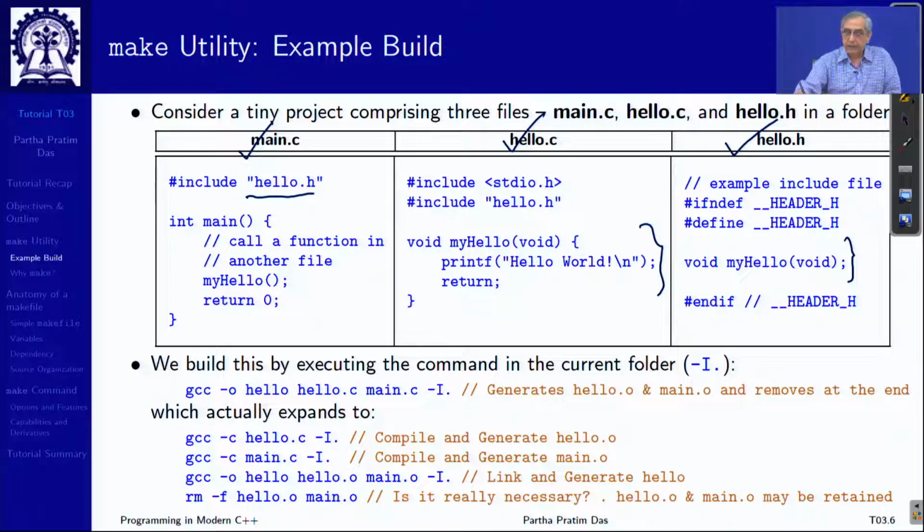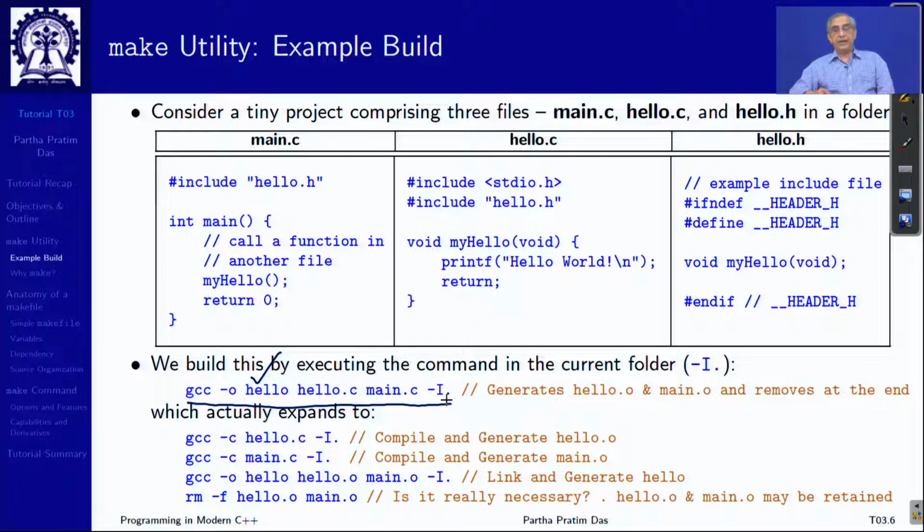And as you have learnt by now, we can build this in the current folder. The current folder is designated by dot. We can build this in the current folder by this GCC command, gcc -o, which says the target name is hello, and these are the two source files, the translation units to build, and the include of the header hello.h will be available in the current folder. That is what this -I dot designates. This gcc command, we all have learnt and understood well.